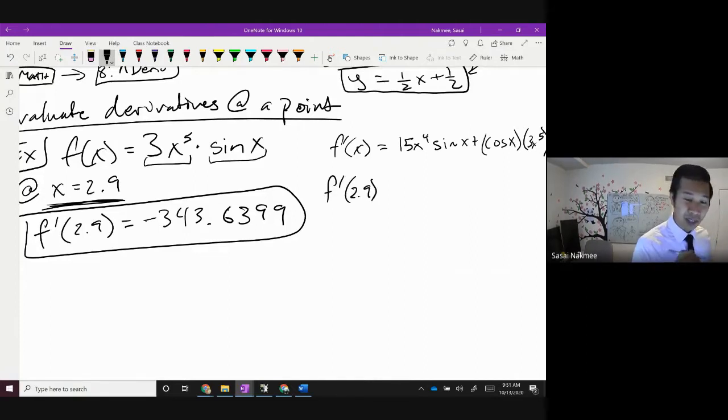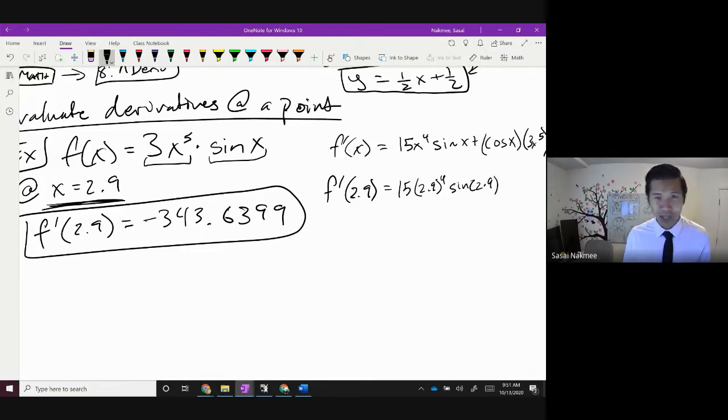And this is the part that I would tell you right now. If you're doing this by hand, if you're on a non-calculator section, I would leave it here at 15 times 2.9 to the fourth times sine of 2.9, right? And right there, right off the bat, I would just leave it there because I don't know what sine of 2.9 is.